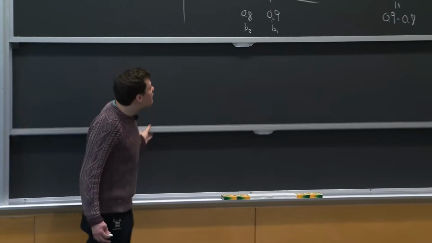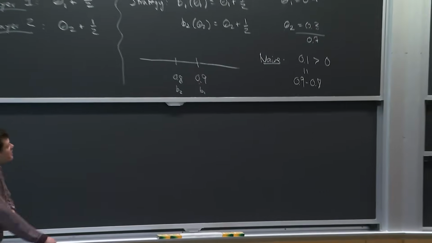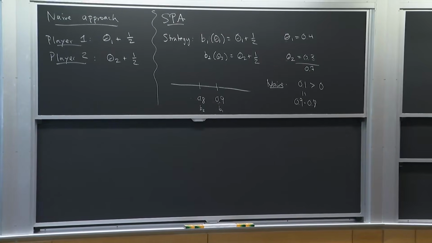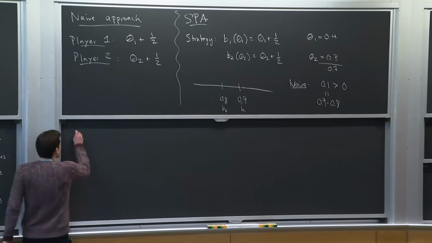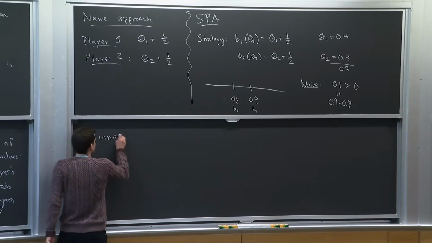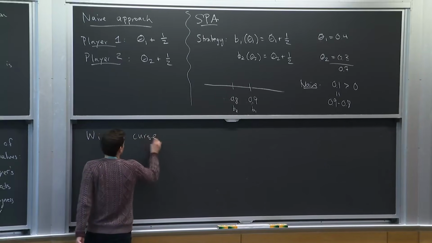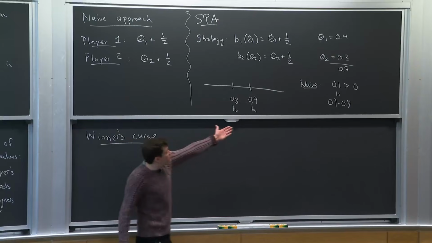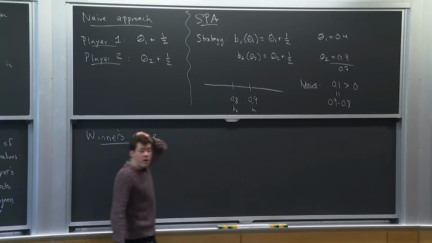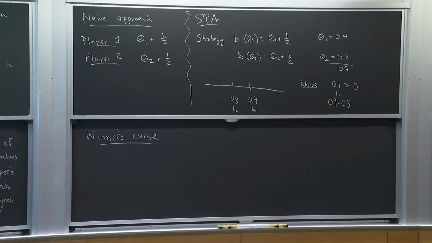This is a very simple example. Maybe you think, oh, this doesn't have relevance to the real world. But this is actually a really serious problem in a lot of real auctions, and it's something called the winner's curse. So it sounds good for player 1 here. Player 1 won the auction. The problem is we have to think, why did player 1 win? Well, when will player 1 win this auction?